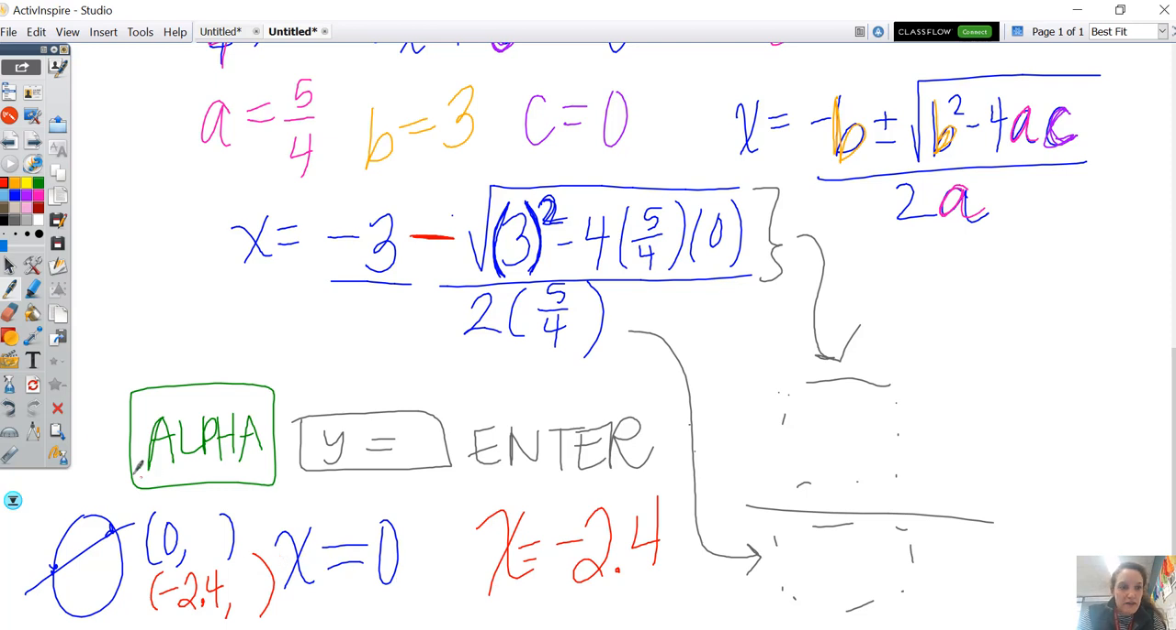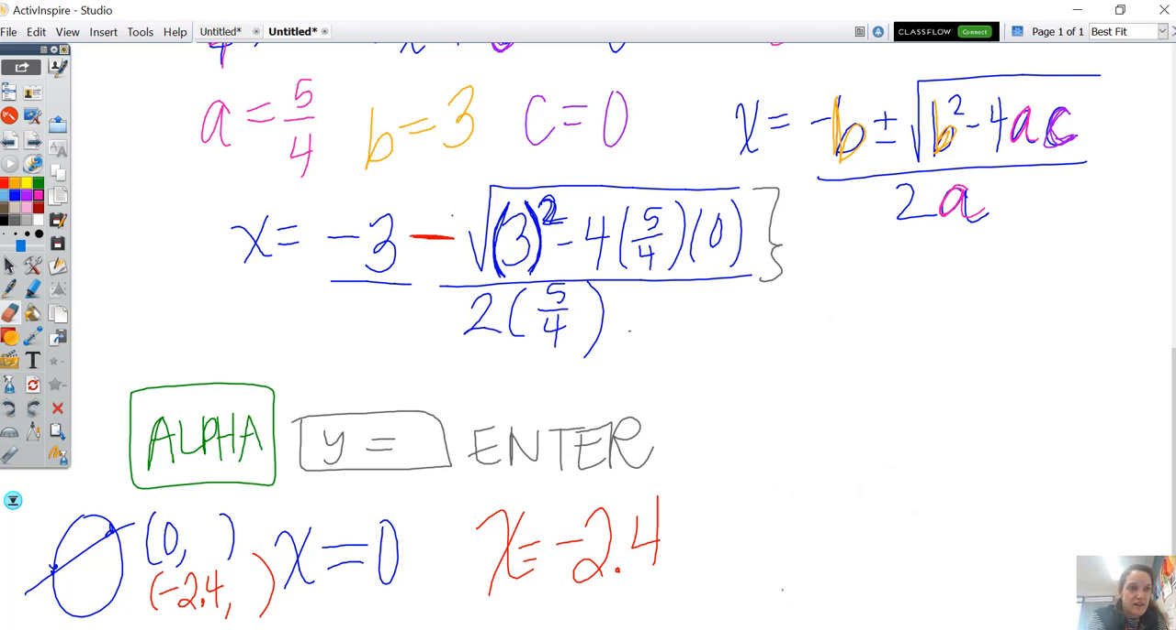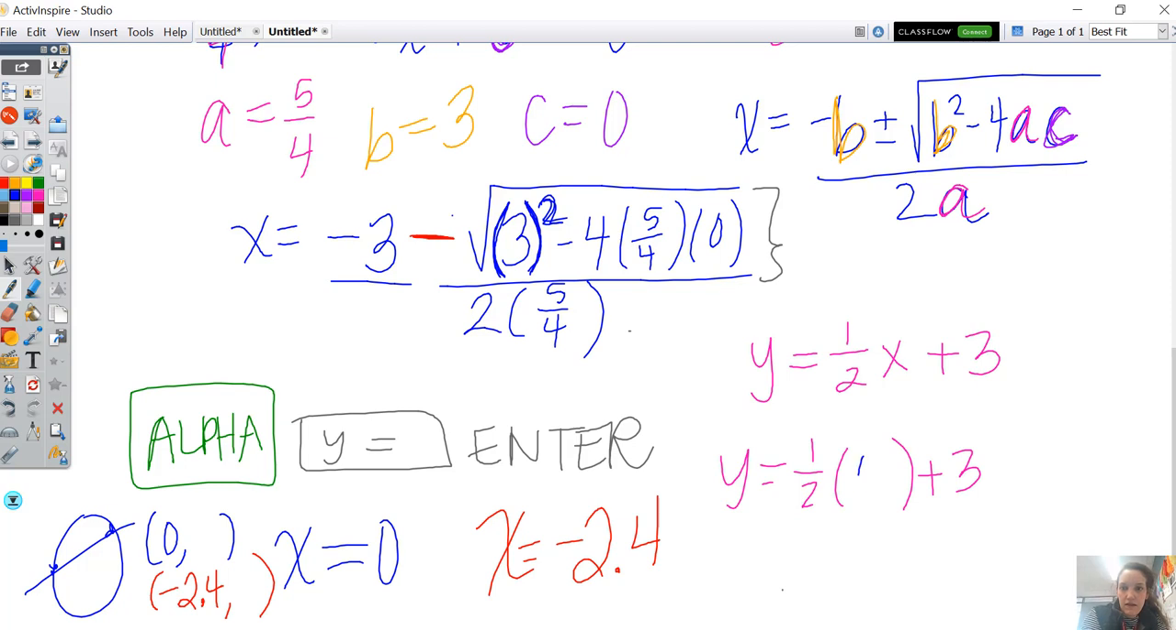And so now my grand finale is I am just going to plug my x values back into the equation of the line. The equation of the line, if you remember, was y equals 1/2 x plus 3. So I'm going to take x is 0 and plug that in, and that will give me y is 3. So when x is 0, y is 3. That's my first point, (0, 3).